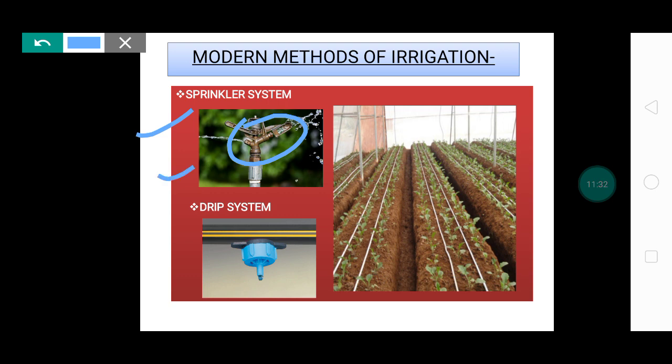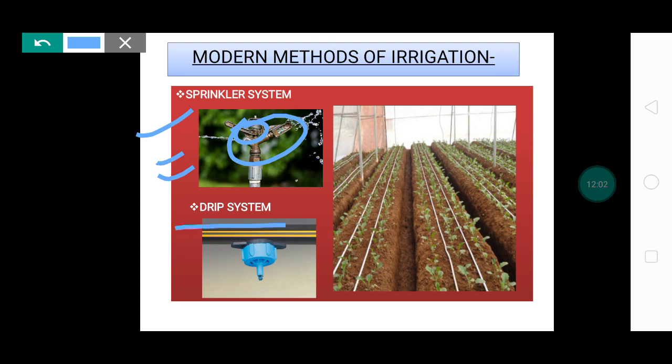Let us discuss the sprinkler system first. It looks like it is raining. Where? In the sprinkler system. Why? Because perpendicular pipes with rotating nozzles are there at the top, and water is allowed to flow under pressure through the main pipe by means of a pump. This is how it happens, and it is sprinkled by the rotating nozzles. This is what the sprinkler system is.